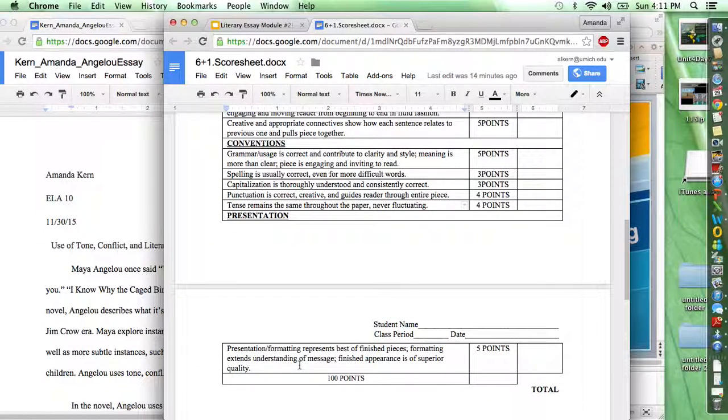The last part is presentation. This you're going to evaluate by looking at the person's use of MLA format. So make sure that the person has formatted their essay correctly.